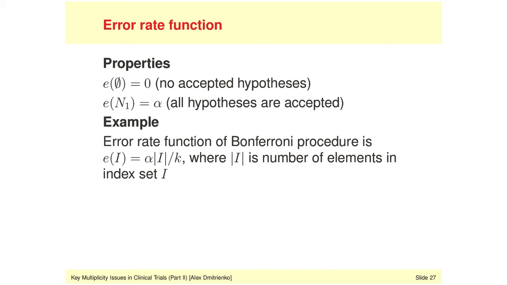On the other hand, if all hypotheses are accepted, the error rate function is alpha. But what if exactly half of the hypotheses in the primary family are accepted and the other half are rejected? What will be the value of the error rate function for the Bonferroni procedure? Based on this simple formula, we see that if half of the hypotheses are accepted, then the error rate function will be alpha over 2.